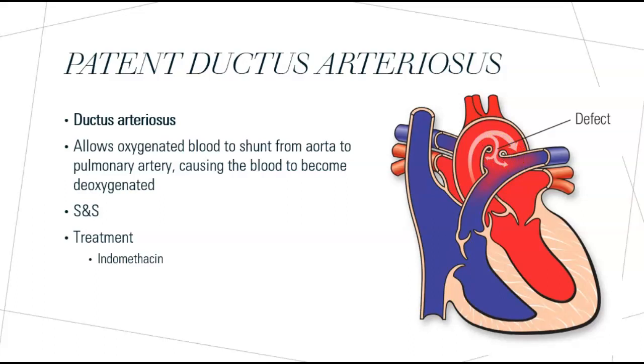Signs and symptoms: if there is a small opening, it can be asymptomatic. If not, you can have signs and symptoms of heart failure, poor eating, poor growth patterns, fatigue. Might hear a murmur when you're listening to the heart, a widened pulse pressure, and bounding pulses. Treatment for this is indomethacin. This is going to help close that ductus arteriosus, and if it is not working with the indomethacin, they might have to have surgical correction, which is going to include open heart surgery where they clip that ductus arteriosus off.